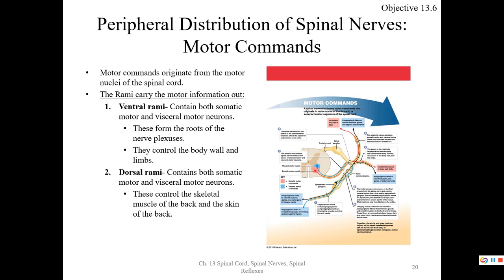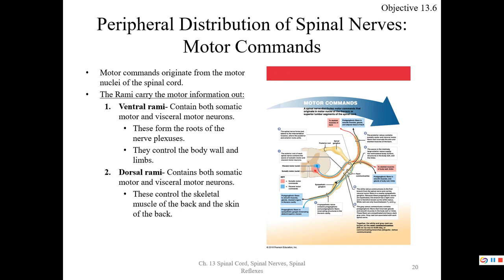Now, if we look at peripheral nerves for motor commands, we're going to see the ventral rami. Ventral rami have somatic motor and visceral motor neurons. These are going to be the roots of plexuses. They control the body wall and limbs. The dorsal ramus has somatic motor and visceral motor neurons. They control the skeletal muscles of the back and the skin of the back.